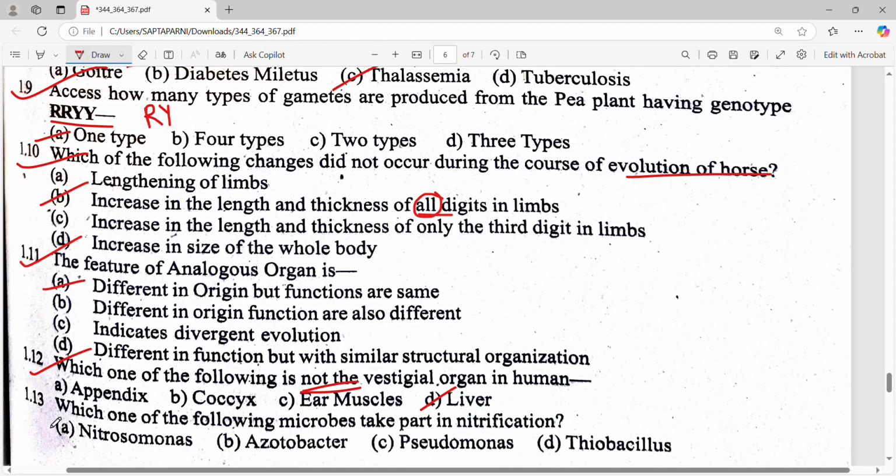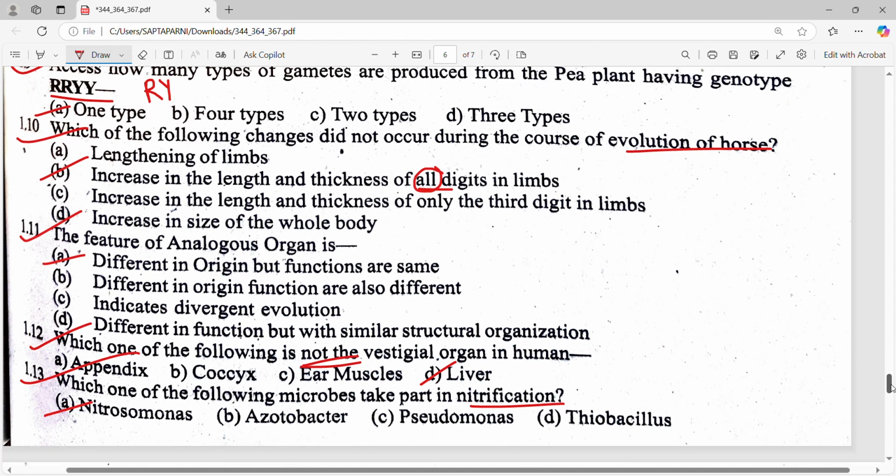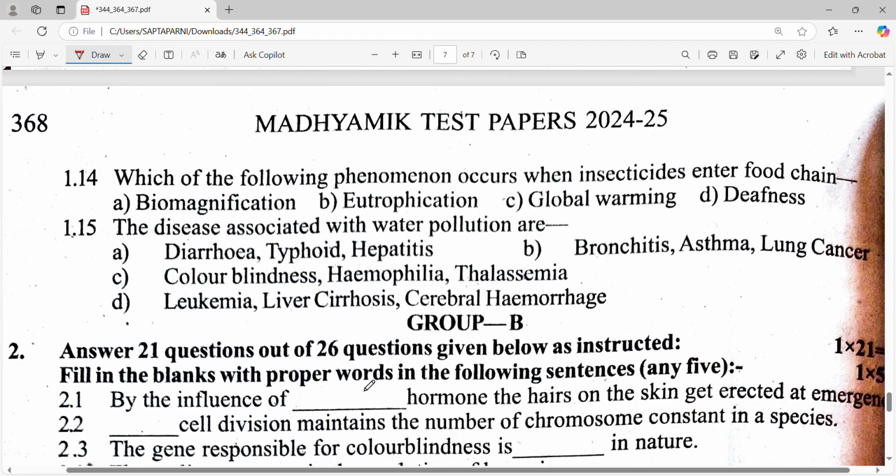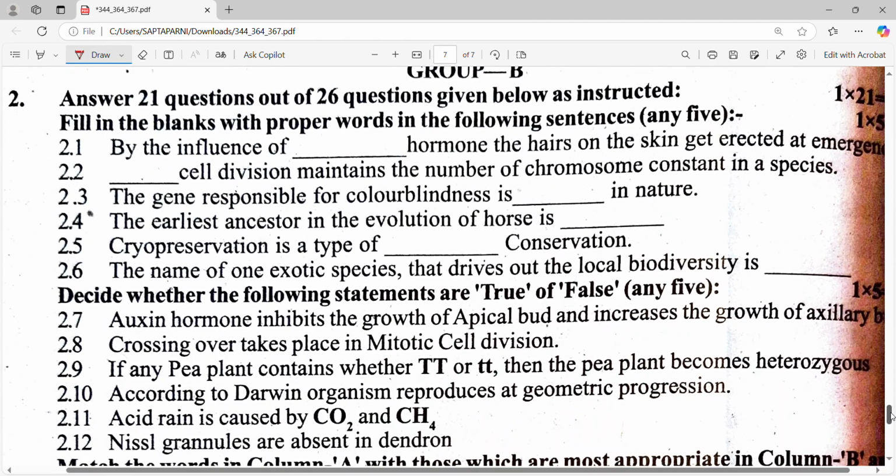Which one of the following microbes takes part in nitrification? The correct answer is Nitrosomonas, Nitrobacter, etc. Then, which of the following phenomena occurs when insecticides enter the food chain? Obviously, it is biomagnification. Then, the diseases associated with water pollution are, correct answer is option A, diarrhea, typhoid and hepatitis. Now, fill in the gaps. By the influence of dash hormone, the hairs on the skin get erected at emergency.